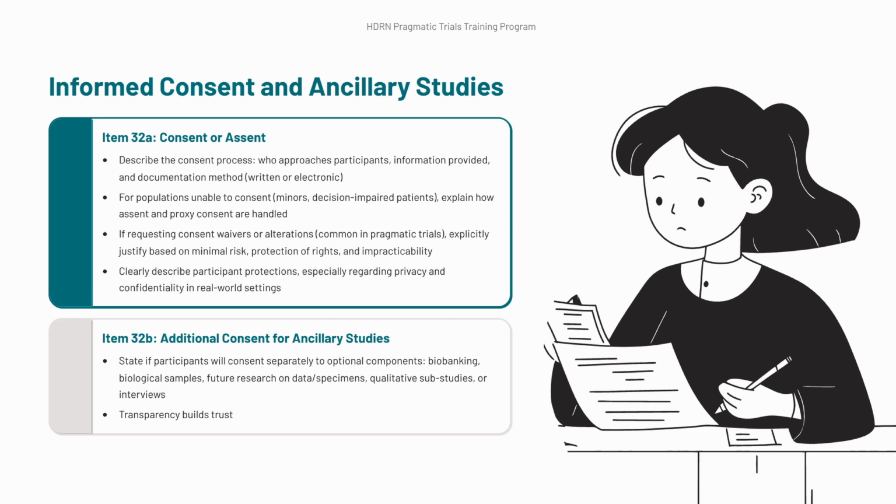Some pragmatic trials request a waiver or alteration of consent when risk is minimal, participant rights are protected, and obtaining consent is impracticable. If you're requesting a waiver, state it explicitly and describe safeguards, especially around privacy and confidentiality in routine care settings. Item 32B covers additional consent for ancillary studies. If you plan biobanking, future use of data or specimens, or optional sub-studies like interviews, note that these will require separate additional consent.